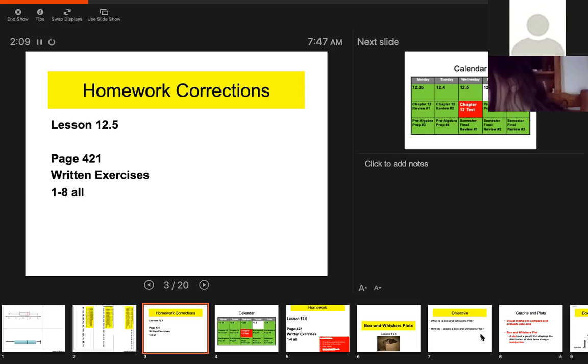Since I have to grade everyone's, I can't call out an answer to a stem and leaf plot. Then we're just going to turn in our homework. So Pierce is coming around to collect your homework.